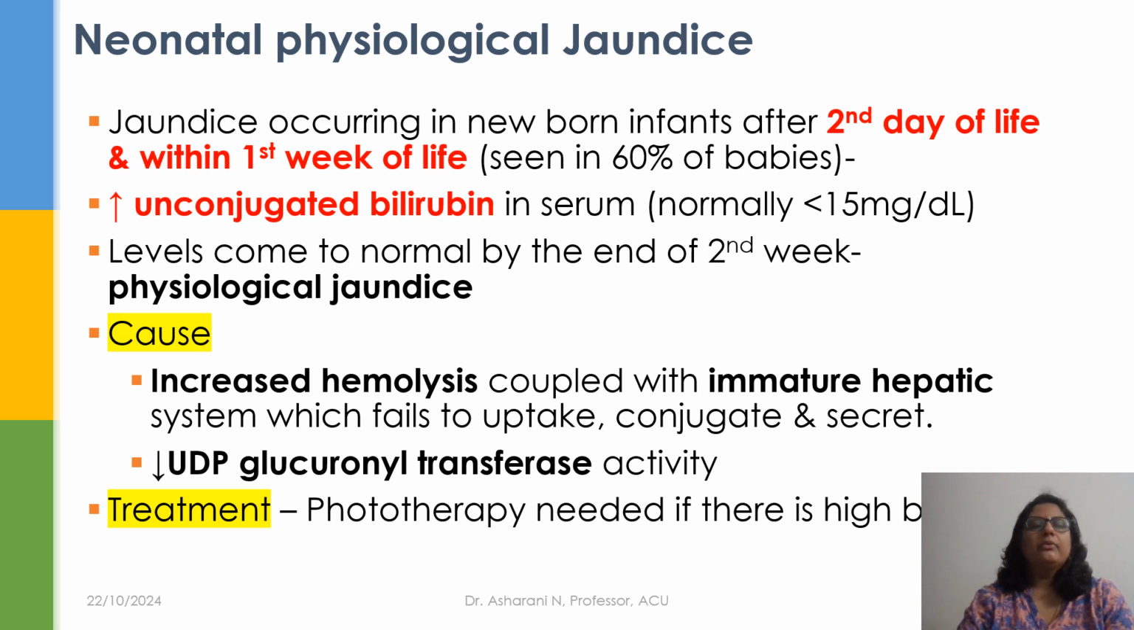Here there is elevation of unconjugated bilirubin, and the normal reference range for an infant can be given up to 15 milligram per deciliter. Normally, even though there is elevation in the first week, it will come to normal by the end of the second week. The probable cause is increased hemolysis because of conversion of HbF to HbA, coupled with an immature hepatic system. Usually newborns, if they are premature, will have intense jaundice.